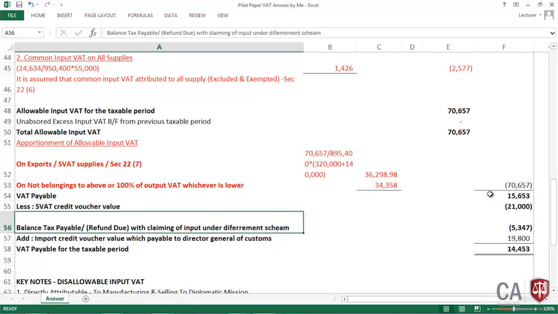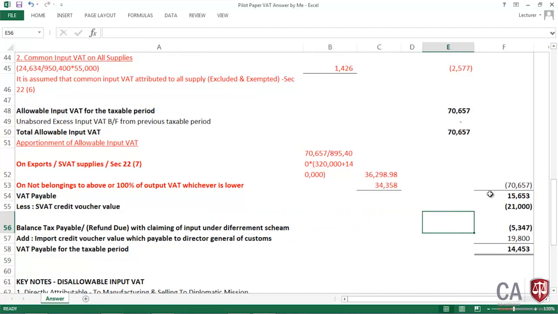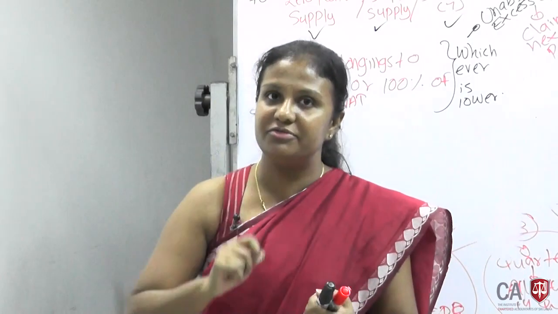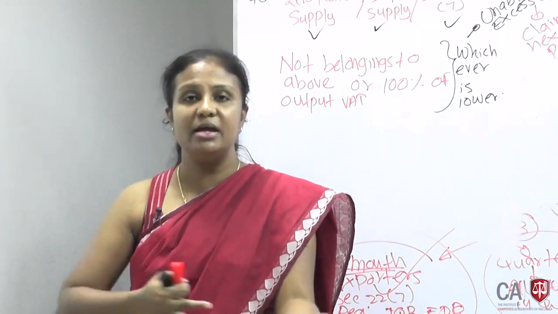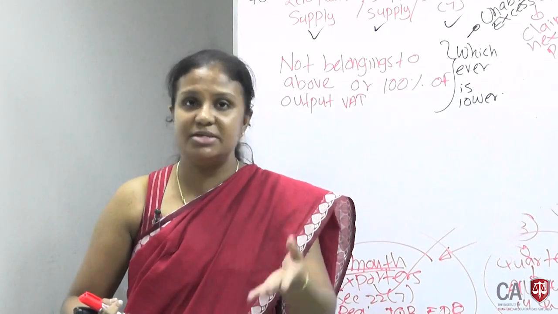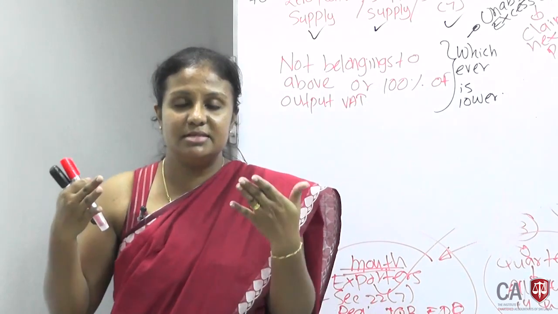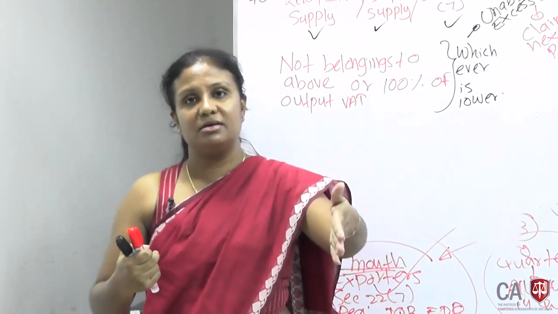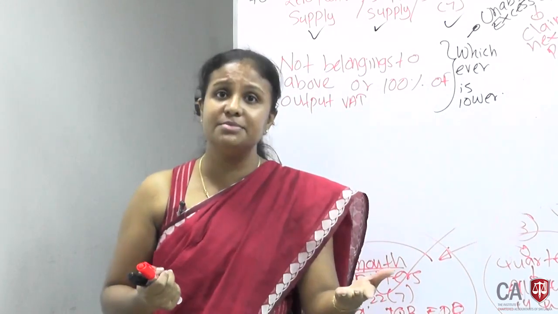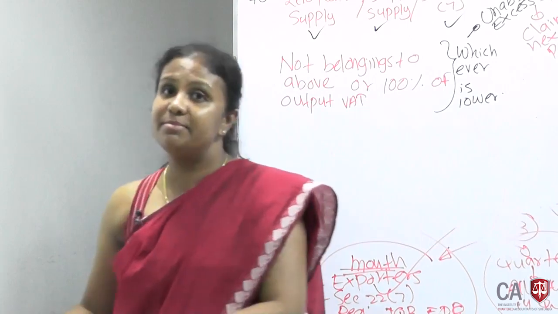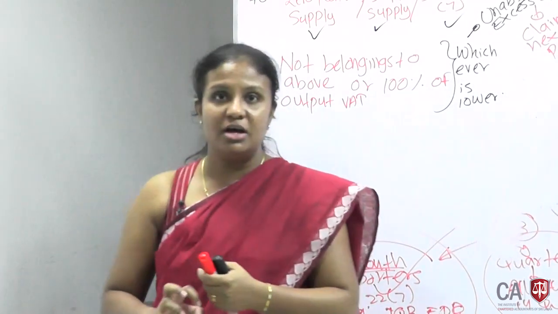Then balance VAT payable or refund due, with claiming of input under deferment scheme, is 5,347. Why have I put this special wording, with claiming of input under deferment scheme? Because I told you when explaining the deferment facility, the deferment is a suspension. It is an exclusion for 30 days, 60 days, or maybe till the export is done. We shall pay that. It is not exempted. The liable supply or the liable importation we have deferred. Not we; we have registered under the deferment facility, then the Director General of Customs has deferred. Once the export has been made, then you shall pay this. You cannot absorb this to other supplies.